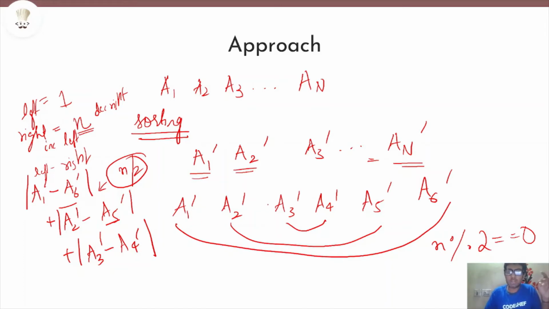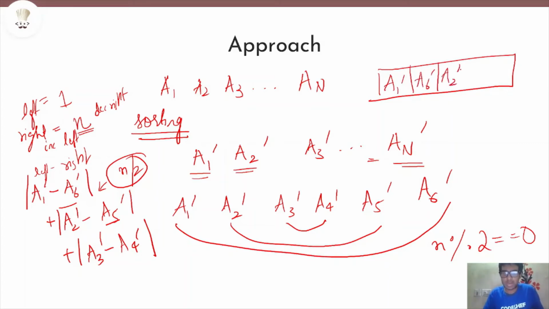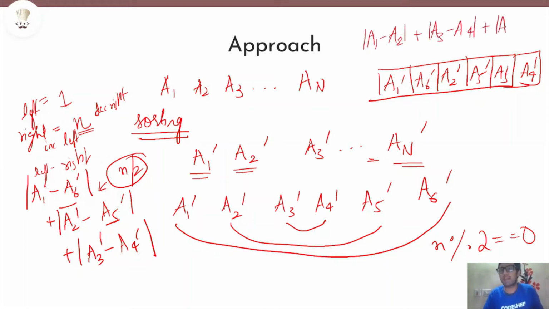Now basically, what permutation does this constitute? After sorting the array, if a1', a2', a3', ..., an' denote the sorted array, this permutation is basically a1', then a6', then a2', then a5', then a3', and then a4'. Basically this is the optimal permutation, because if you see in the question, it asks you to find out mod of a1 minus a2 plus mod of a3 minus a4 plus mod of a5 minus a6.